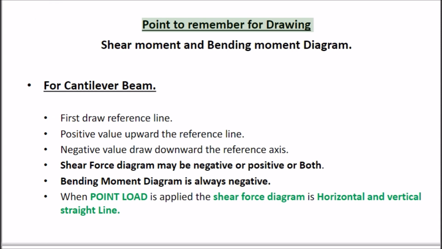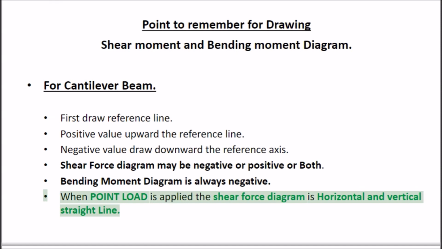Points to remember for drawing shear force and bending moment diagrams for a cantilever beam. First, draw a reference line. Positive values are drawn upward from the reference line. Negative values are drawn downward from the reference axis. The shear force diagram may be negative or positive or both. The bending moment diagram is always negative.